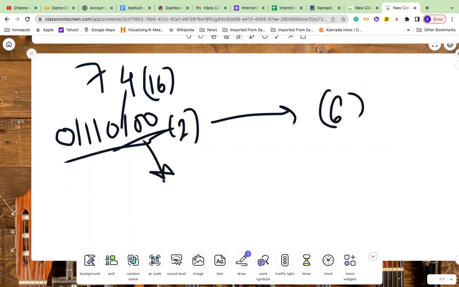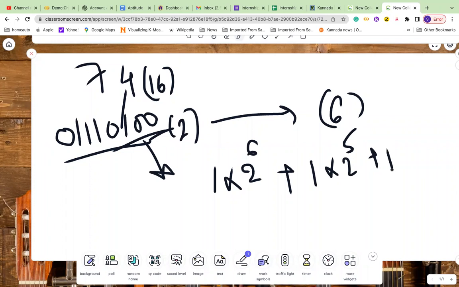This one I should be converting into decimal, correct? Yes, sir. So what is the decimal value? 1 to the power of 0, 1, 2, 3, 4, 5, 6 to the power of 6, correct? So then 1 to the power of 2 to the power of 5. Then 2 to the power of 4.